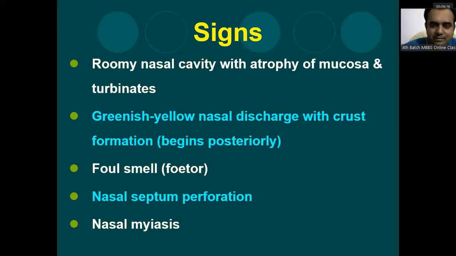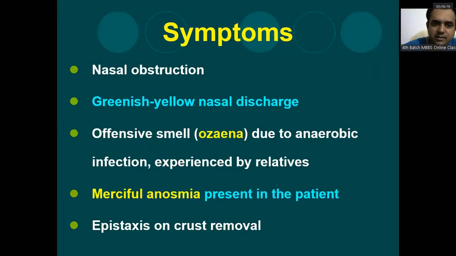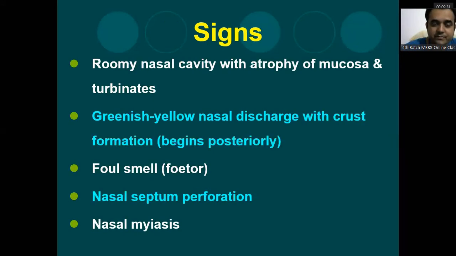What are the signs, right? These are the things that the patient will tell you or you'll find out, and here these are the points that you will know after the examination. So when you do an endoscopic examination, the nasal cavity is quite wide, so it is called a roomy nasal cavity with atrophy of mucosa and turbinates.